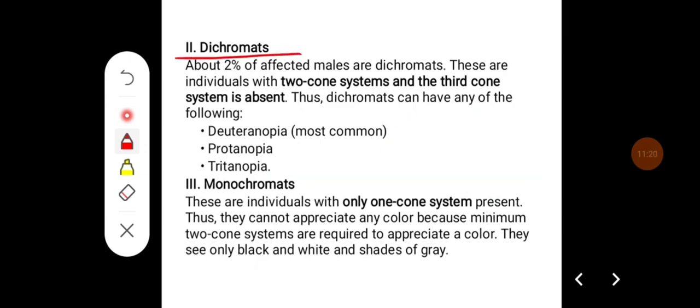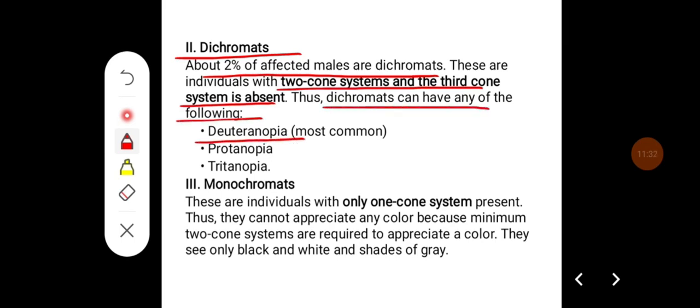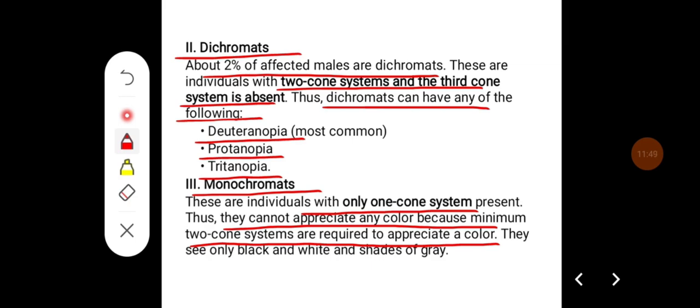Dichromats or dichromatism. About 2% of the affected males are dichromats. These individuals have two cone systems and the third cone is absent. Thus, dichromats can have any of the following: deuteranopia, which is most common, protanopia or tritanopia. Monochromats or monochromatism. These are individuals with only one cone system present, thus they cannot appreciate any color because a minimum of two cone systems are required to appreciate a color. They see only black and white and shades of gray.